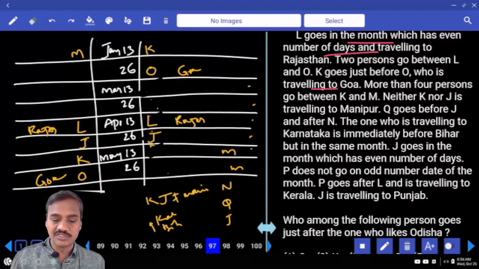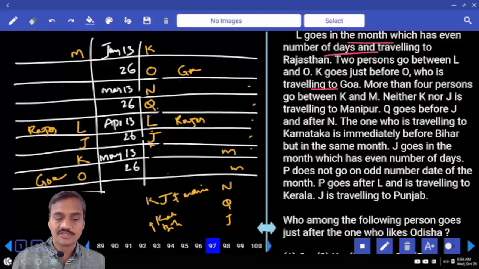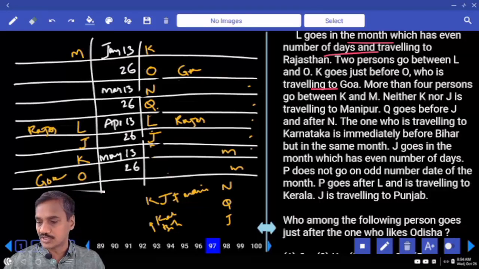Neither K nor J is traveling to Manipur. And Q goes before J and after N. Hence in this case it is N, Q and J. Is that fine? N, Q and J. And Q goes before this one and after J.